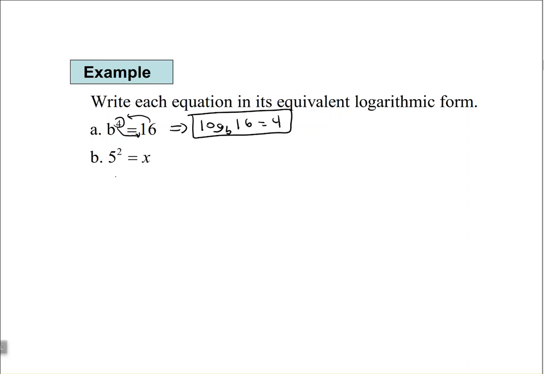Okay, so here we have 5 squared equals x. My base is 5, so that will remain the base. And then the x and the 2 will swap sides.